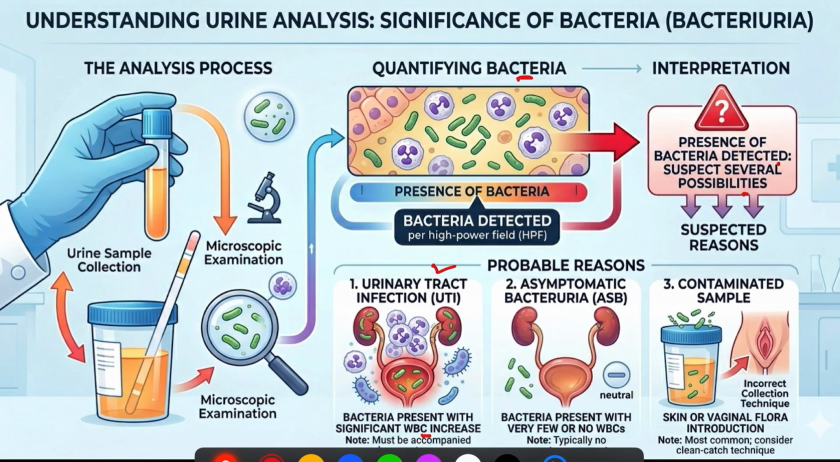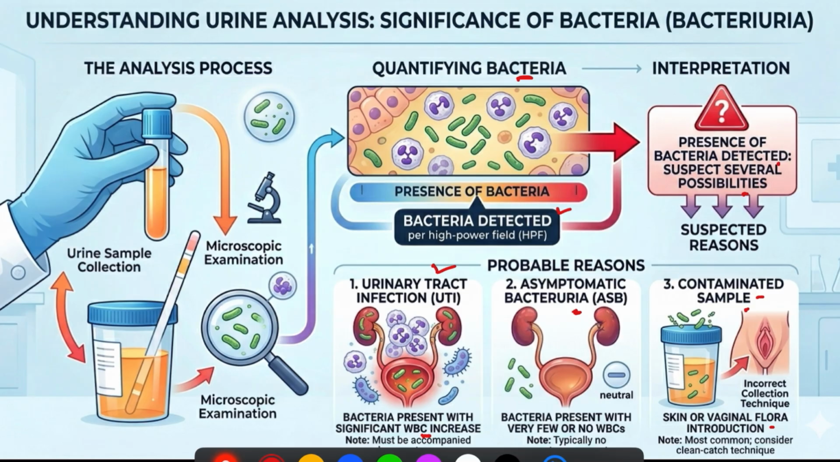Otherwise, in some individuals, there will be asymptomatic bacteriuria. That is, the patient will not have any symptoms suggestive of urinary tract infection, but when the urine routine is done, there will be presence of bacteria. So this is one more possibility. Otherwise, these bacteria might be due to a contaminated sample, from skin or vaginal flora. So all these three possibilities will be there when we see presence of bacteria in the urine.